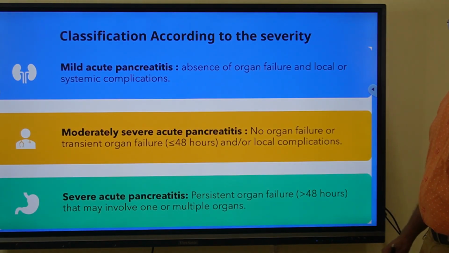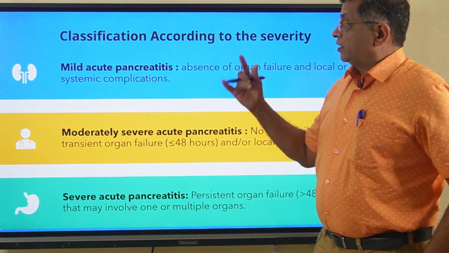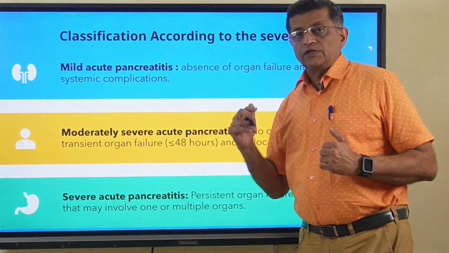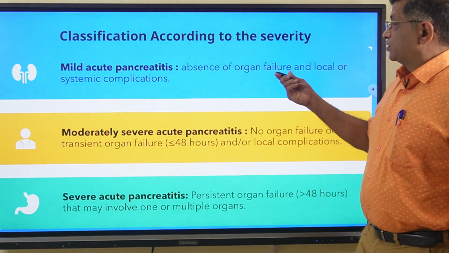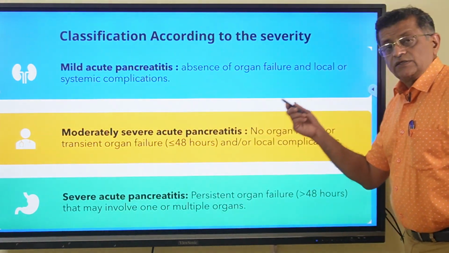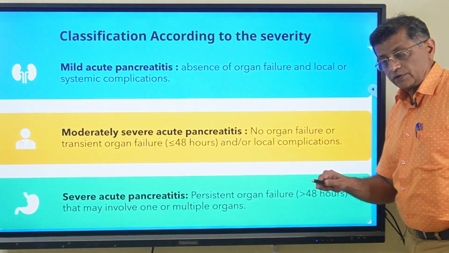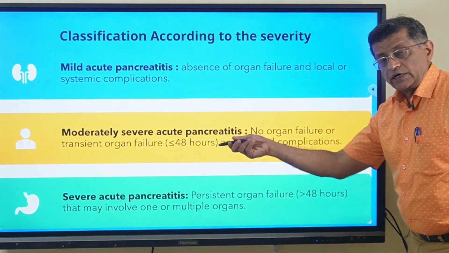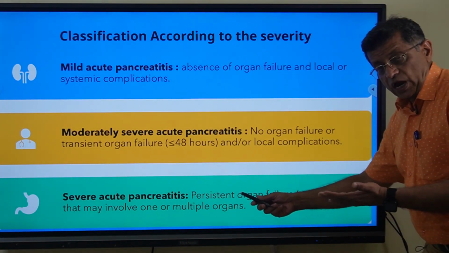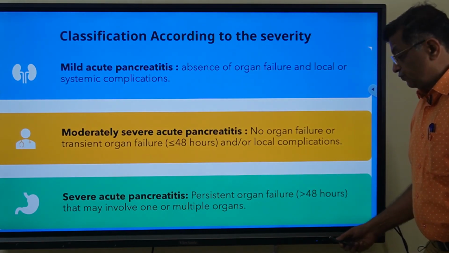Then the Atlanta classification, as we have already seen briefly before, divides patients with acute pancreatitis into 3 degrees depending on severity. If there is absence of organ failure, that is mild acute pancreatitis. If there is evidence of some organ failure but it gets corrected or resolved within 48 hours, then that is moderately severe acute pancreatitis. And if the organ failure persists beyond 48 hours of the onset of acute pancreatitis, then that is severe acute pancreatitis.